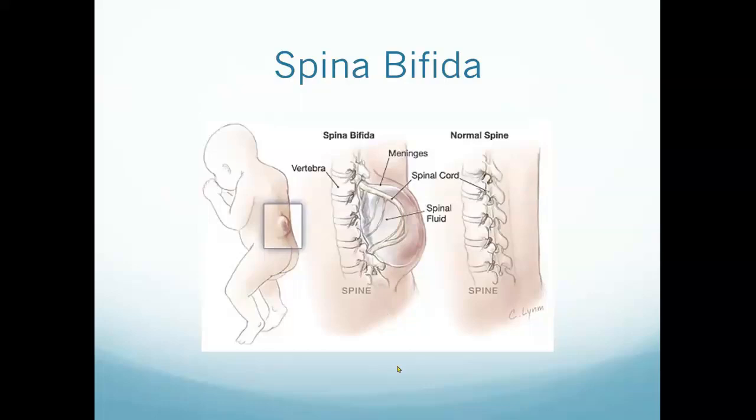Spina bifida, once again, is an incomplete closure of the posterior ring of the vertebral canal. More specifically, the lamina and the spinous process do not fuse together.